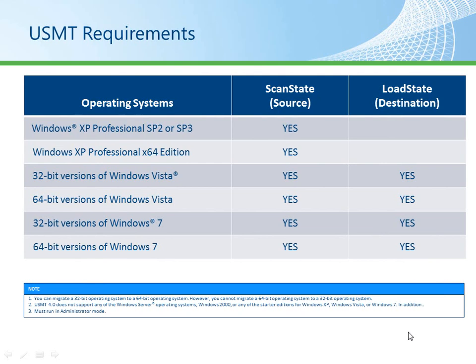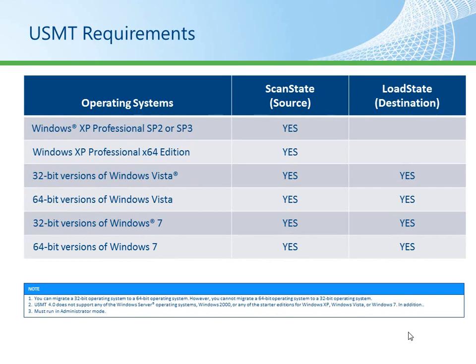So here you can see a table with the User State Migration Tool requirements. If you look at the table, there are 3 columns. Obviously, the first column is the operating systems. The second column, or the middle column, is the scan state or the source. So we do a scan state from a source computer, and you can see all of the operating systems there can be scanned. So XP Professional, SP2, and SP3, Windows XP Professional 64-bit, obviously Windows Vista, 64 and 32-bit, and obviously 32 and 64-bit versions of Windows 7. All of those can be scanned or source computers.